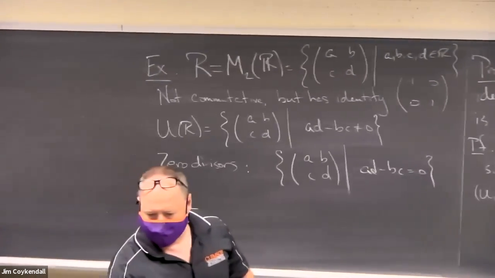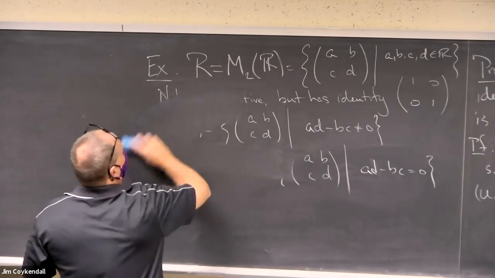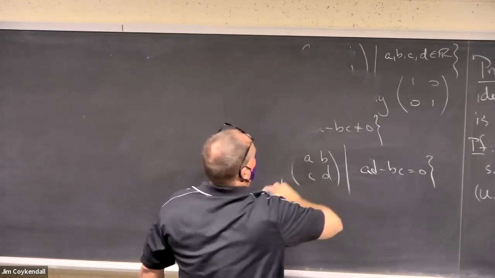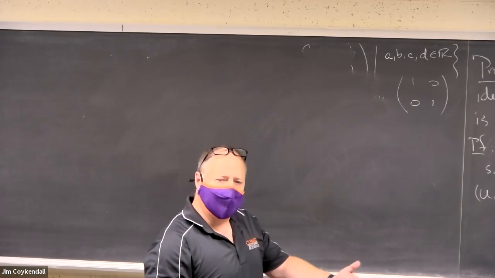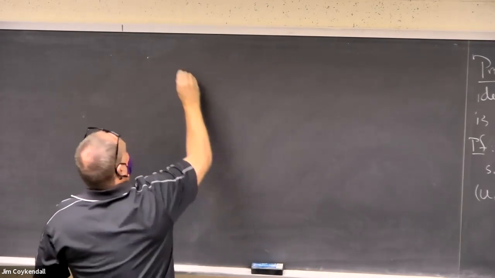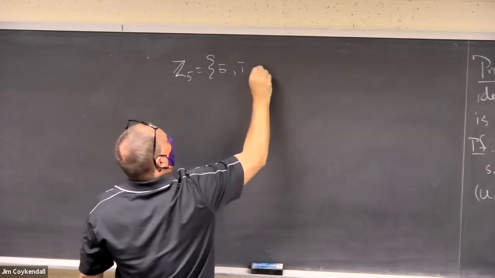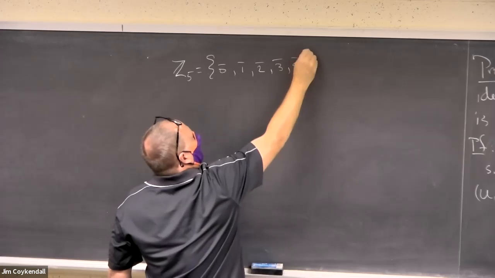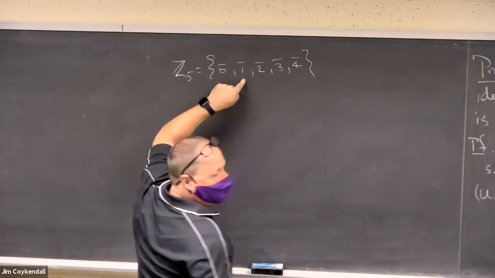So why is Z5 a field? Well, we know that Z5 is a ring, right? We played around with this a little bit, and we looked at Z6, and in Z6 there was something weird, right? Because 2 bar times 3 bar is 6 bar, which is 0. I can multiply two non-zero things and get 0. What I have to convince you of, for this to be a field, is that every non-zero element has an inverse.